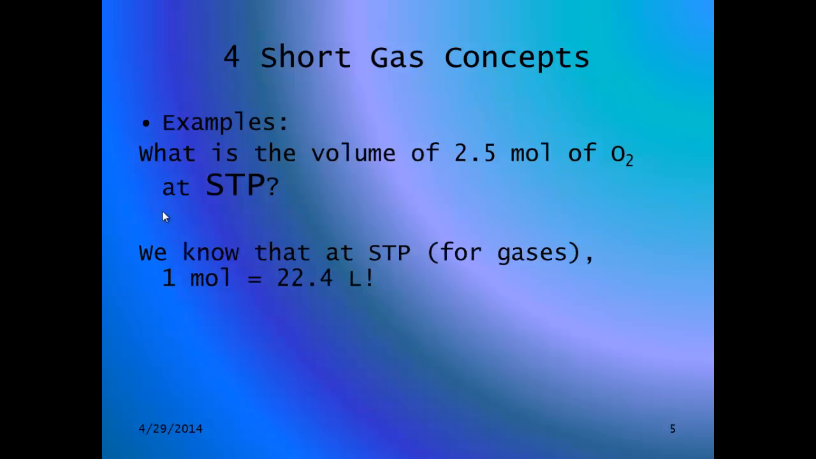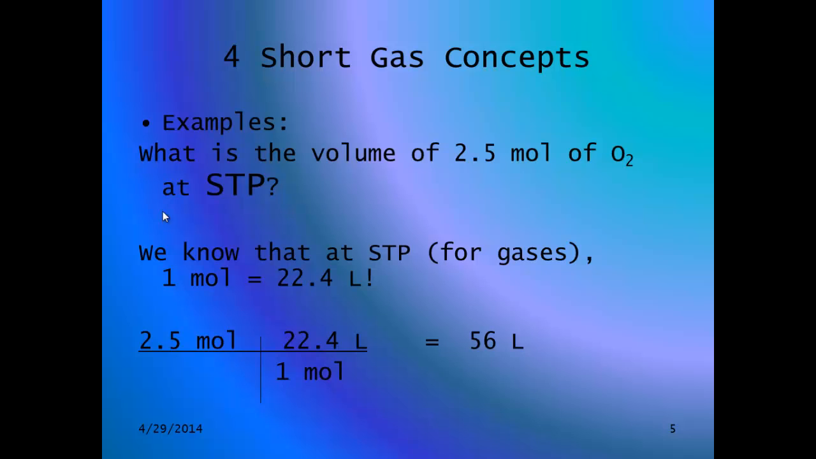We know that at STP for gases, 1 mole is equal to 22.4 liters. That's a conversion factor. Conversion factors mean factor label. How do we start factor label problems? With the number that is given in the question. So start with 2.5 moles.